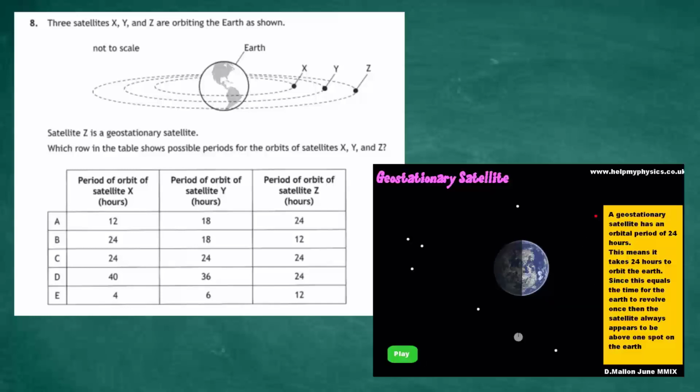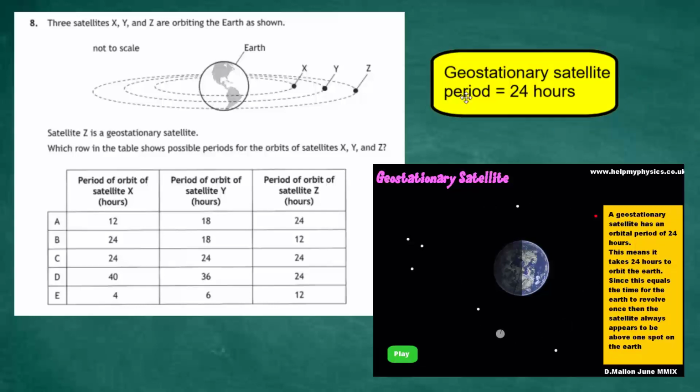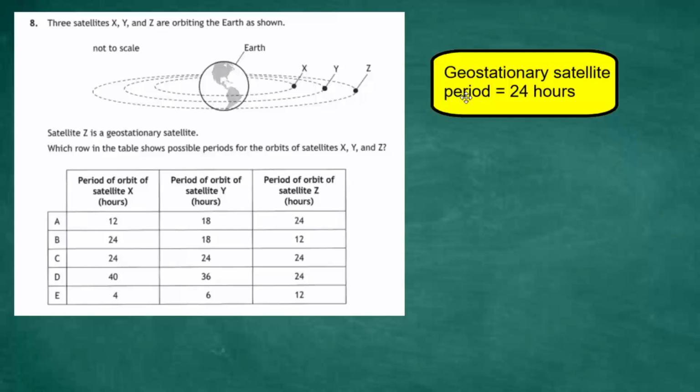The period of a satellite is the time it takes to make one complete orbit. And a geostationary satellite has got a special period. For a geostationary satellite, its period is 24 hours. So it appears to be above the same spot on the Earth as we see it from the Earth. That's why all your satellite dishes are pointing in the one direction, because they're pointing to the direction of a geostationary satellite. So a geostationary satellite has got a period of 24 hours.